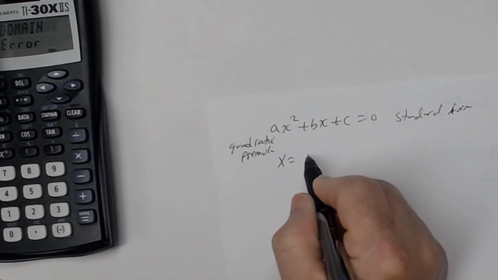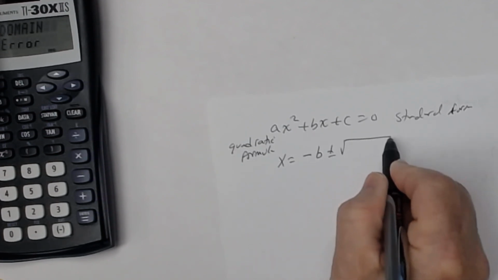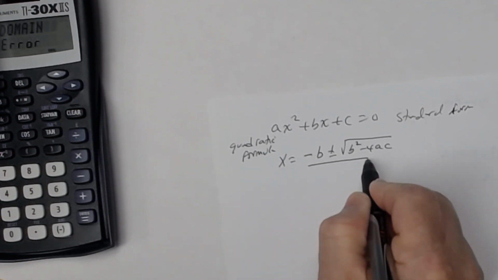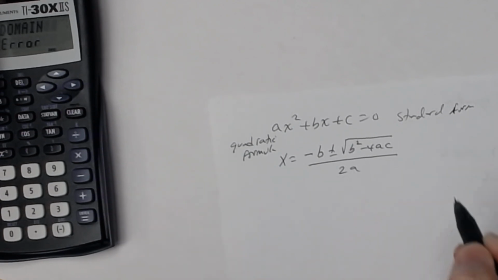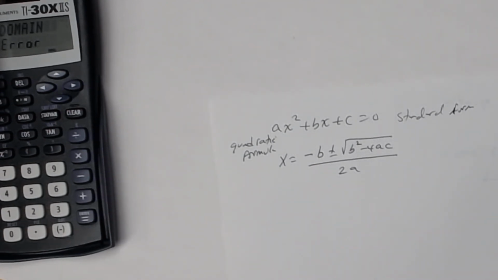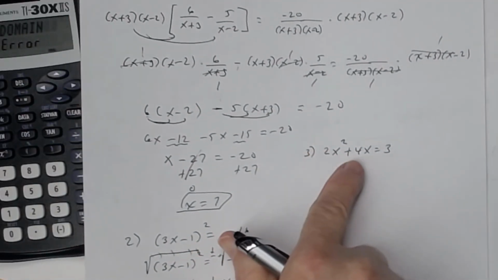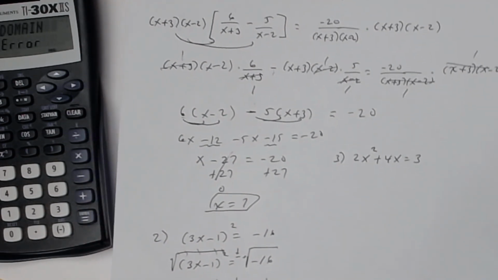It will be x equals the opposite of b plus or minus the square root of b squared minus 4ac, all of that. So you have to say all of that being divided by 2a. So that's the quadratic formula.